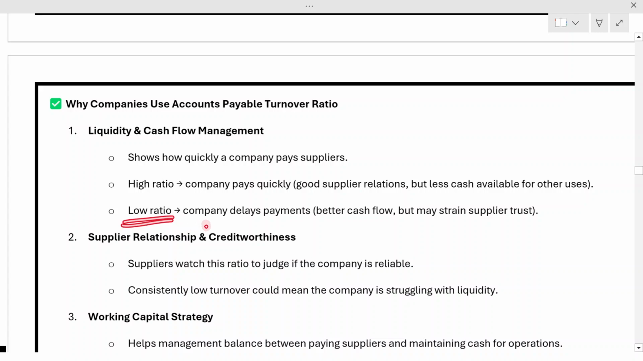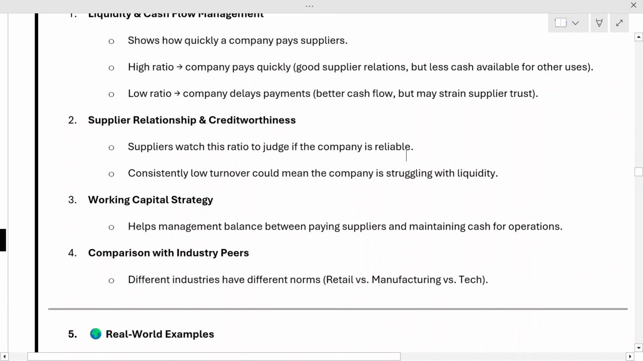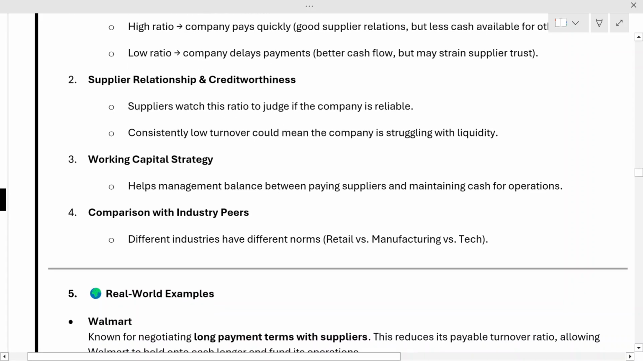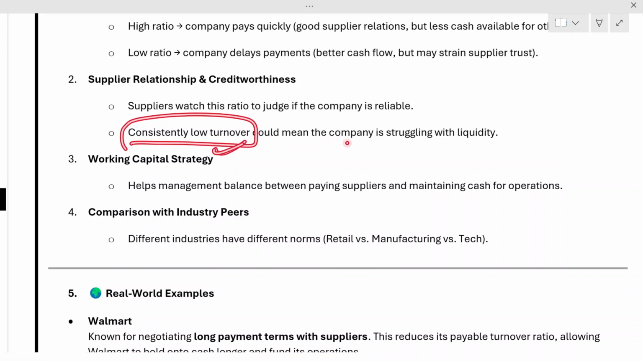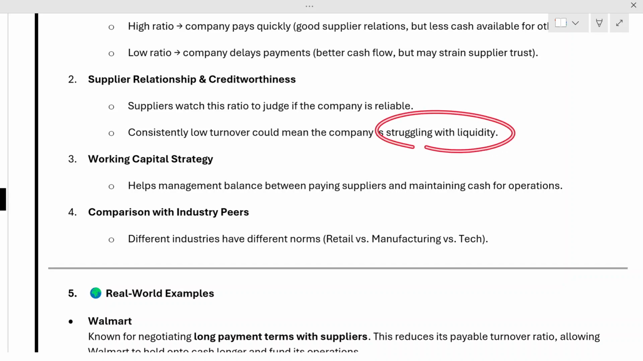And if this ratio is low, then the company is basically delaying payments, and it means the company has more cash available, but it may strain the supplier trust and relationship. In future, if you go for negotiation, you won't get the negotiation benefits from the suppliers. Suppliers watch this ratio to judge if the company is reliable, because if the company is not paying frequently, it's riskier for the supplier. A consistently low accounts payable ratio means the company is struggling with liquidity, because if the company is not paying its creditors, then it simply means there are liquidity problems.